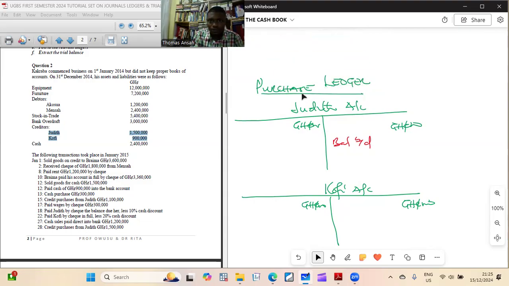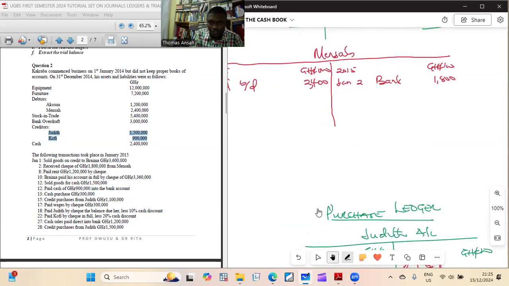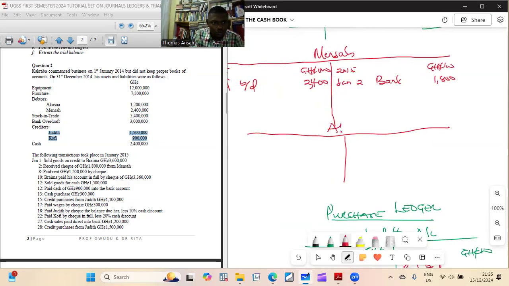All right. So let's draw that of Akosua inside the sales ledger. So Akosua. So you do that quickly. 2015. So January 1, we have the balance brought down of Akosua to be 1.2.